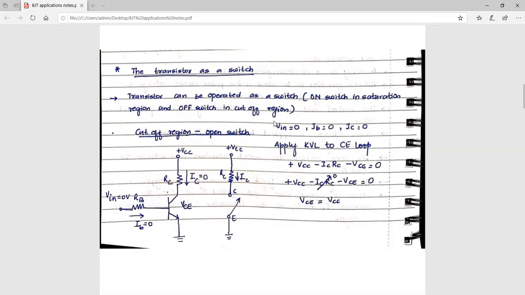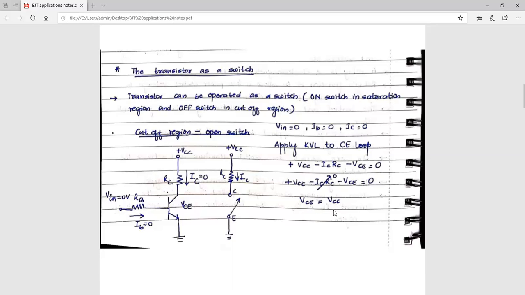Please remember this: at the cutoff region, your input is 0, IB is also 0, IC is 0, which will result in a condition that your VCE will be equivalent to VCC, right?